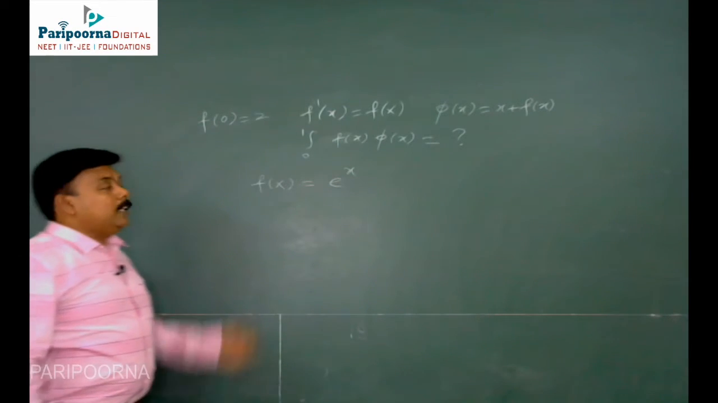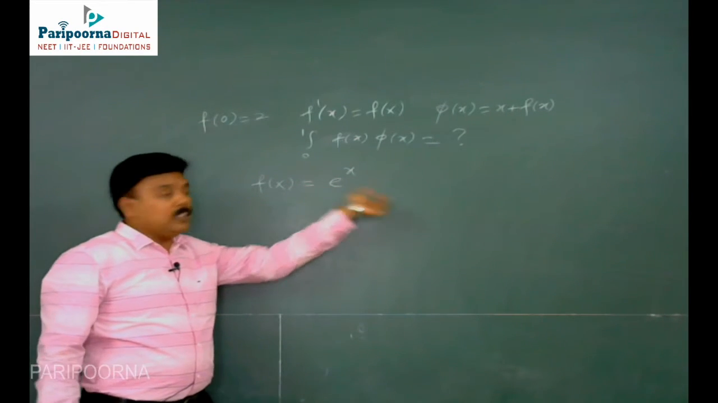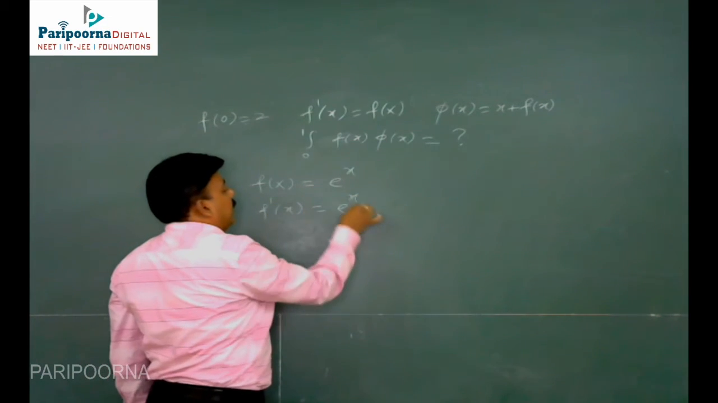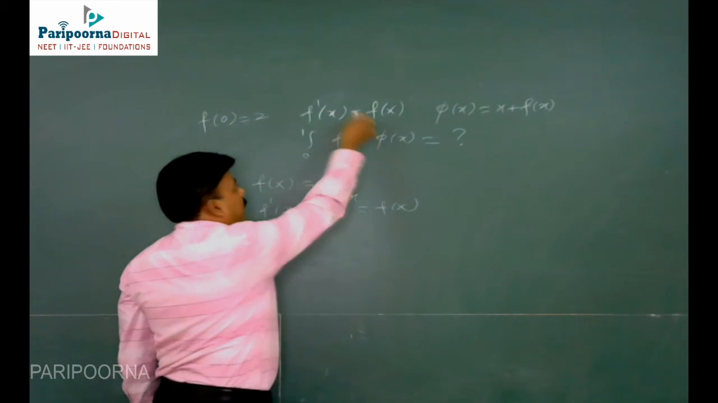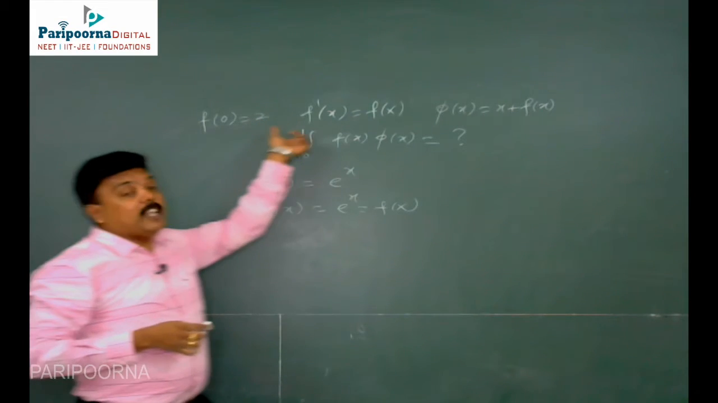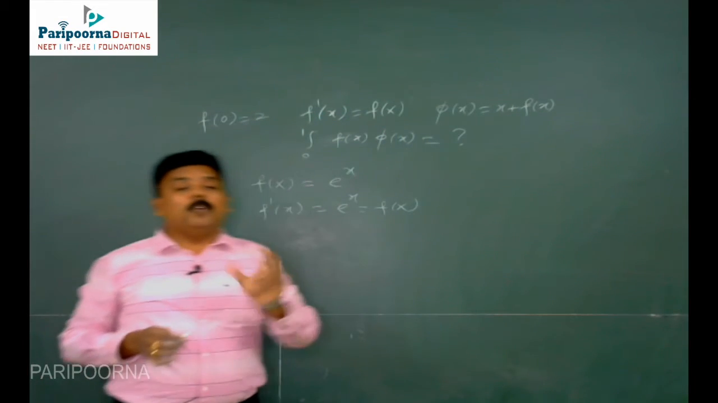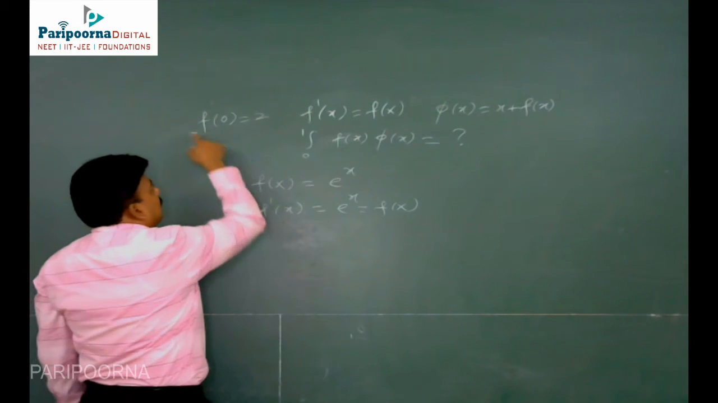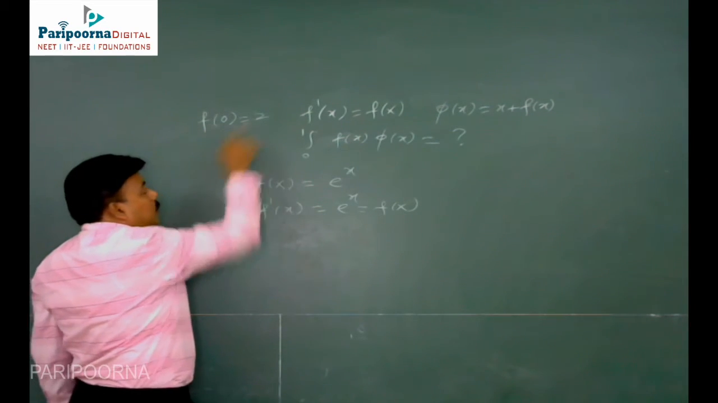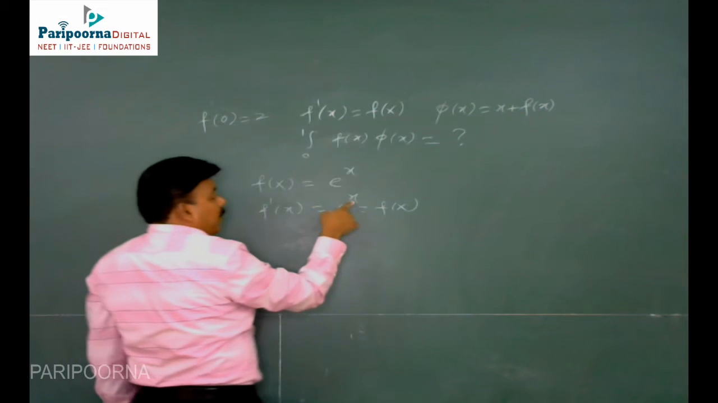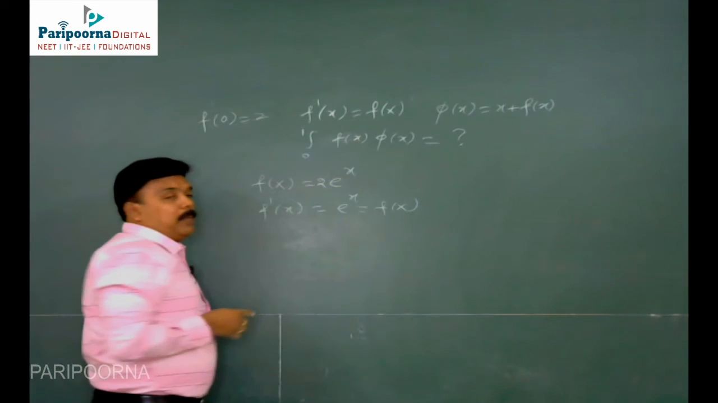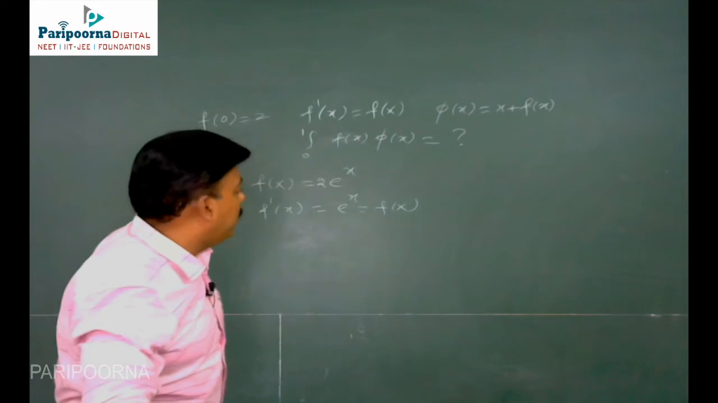So let me take f of x equal to e power x. So what is f dash of x? F dash of x is also e power x. So the condition is satisfied. Whenever you see f dash of x equal to f of x, e power x could be one of the solutions. But when you put x equal to 0, I should get f of 0 as 2. Here if I put x equal to 0, I will get only 1. So I should adjust it by making this 2 e power x.